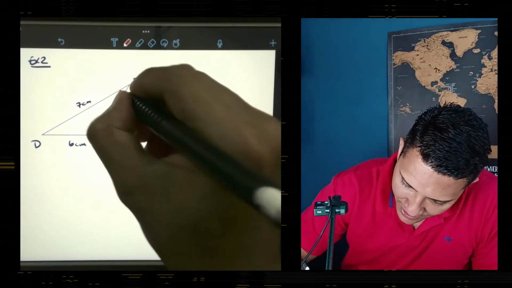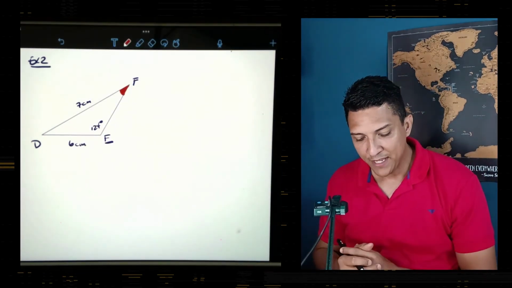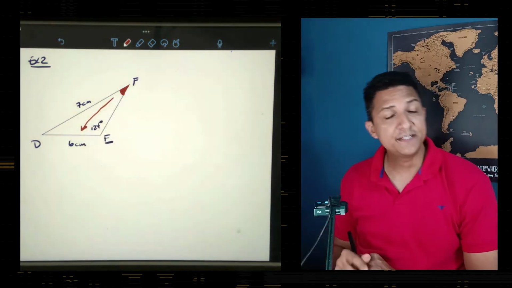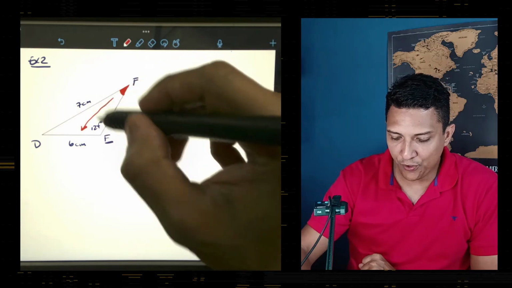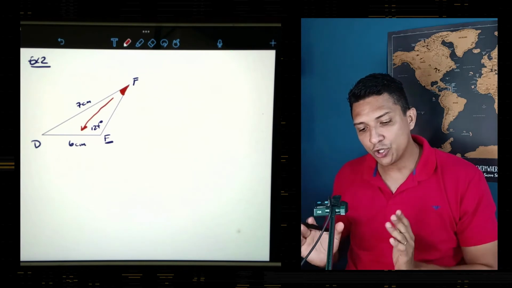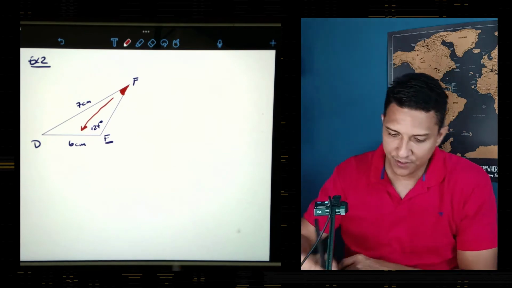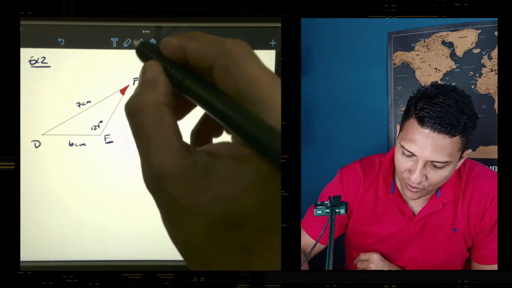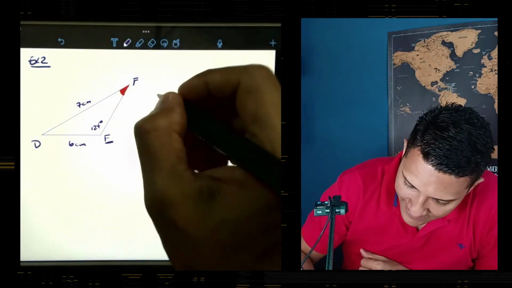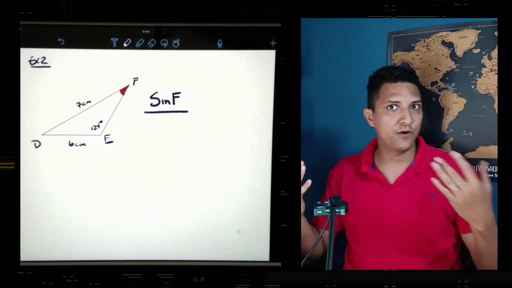I'm gonna shade this with red. So this is the angle they are looking for. Notice that I have the opposite side to this angle, and I have another pair of opposites, one angle and its opposite side. That is a clear indicator that I have to use law of sines. Now that I know that, I'm going to start writing what I'm looking for. I'm looking for an angle, so I'm going to start writing sine of the angle I'm looking for, angle F.